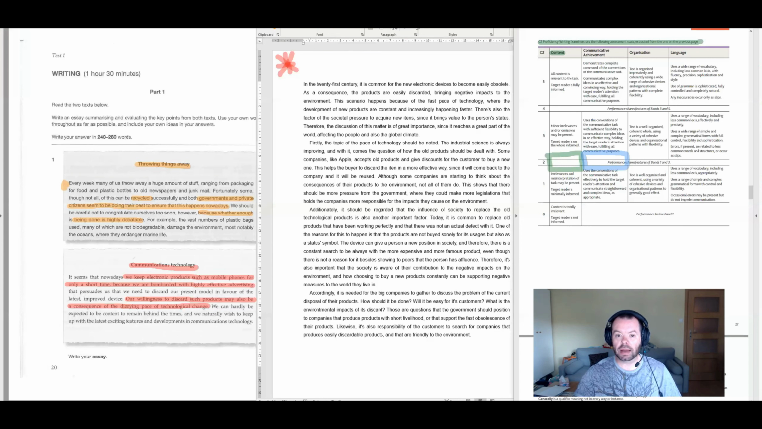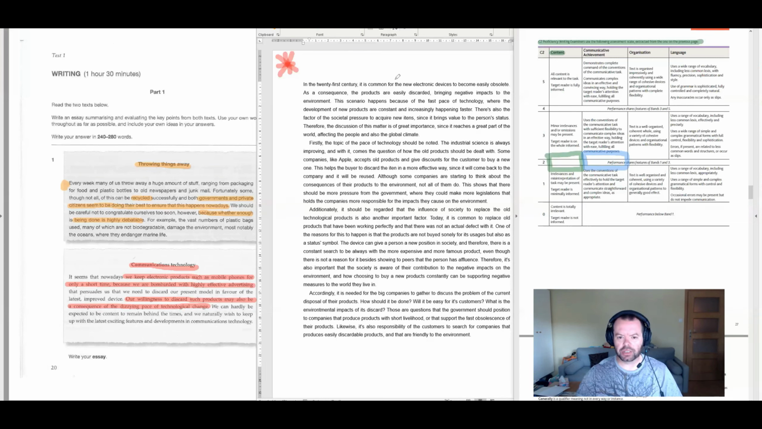Organization, again, let's start for band 3 and work our way from there. Text is a well-organized, coherent whole using a variety of cohesive devices and organizational patterns with flexibility. Okay, so we're going to go a little bit more slowly here because I want to look in detail at the text.